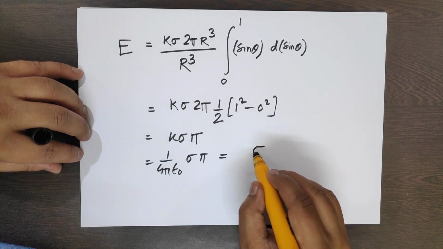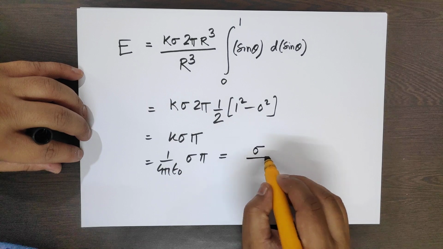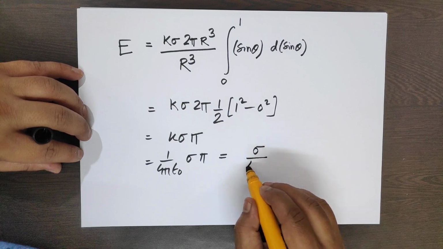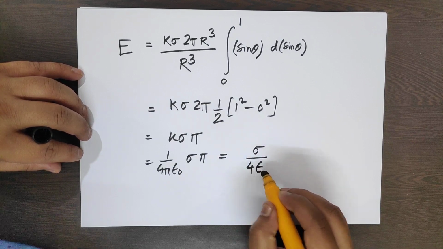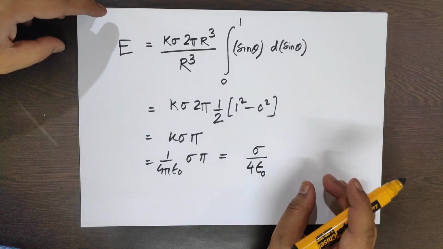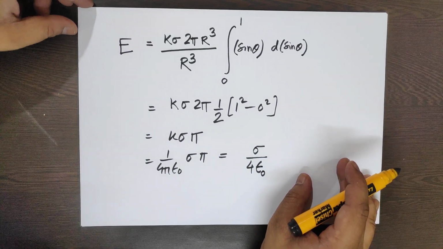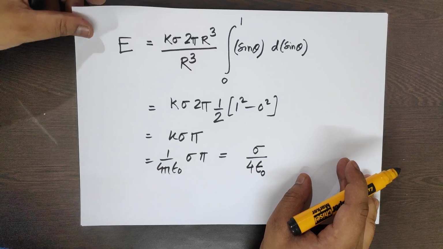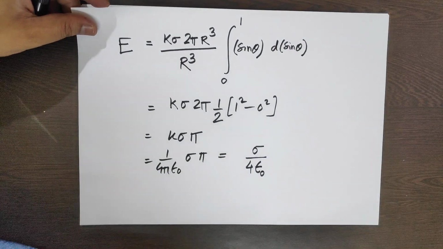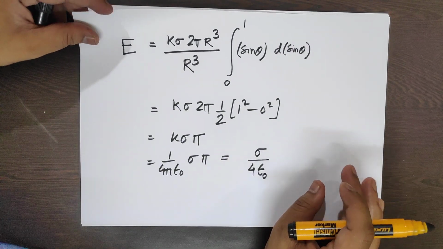That is sigma by 4 epsilon naught. You can check it out again. You can check the calculation again. I have to check whether there is any mistake or not. But the concept is that only.